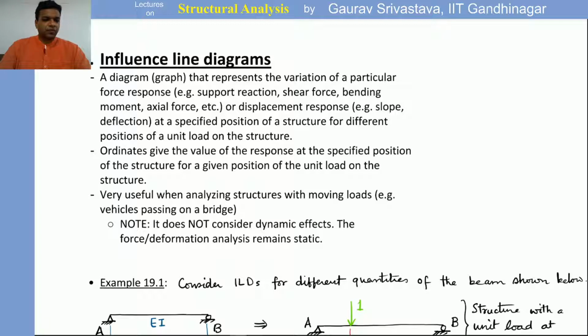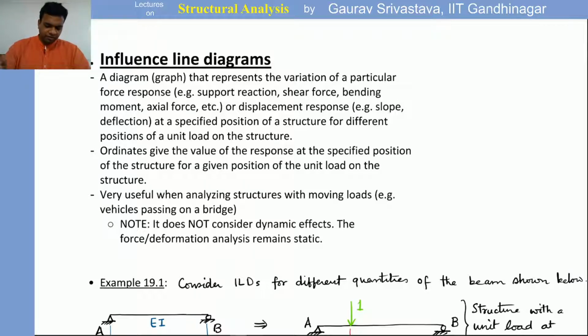But imagine, there is a bridge from one side to the other. There is a vehicle which is crossing, and this bridge is supported on multiple piers. So we may be interested in asking a question that, as a vehicle moves from one end to the other end, at which point of time or at which location of the vehicle does one pier experience the highest moment? That kind of a question one may ask. And influence line diagrams are a way to answer that type of question.